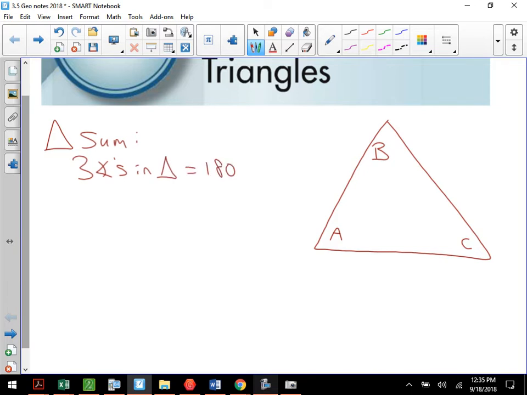Again, not groundbreaking or earth-shattering or anything like that. It is something that each and every single one of you probably has some familiarity with, I hope. I know it's new to you because we just learned what a triangle was.